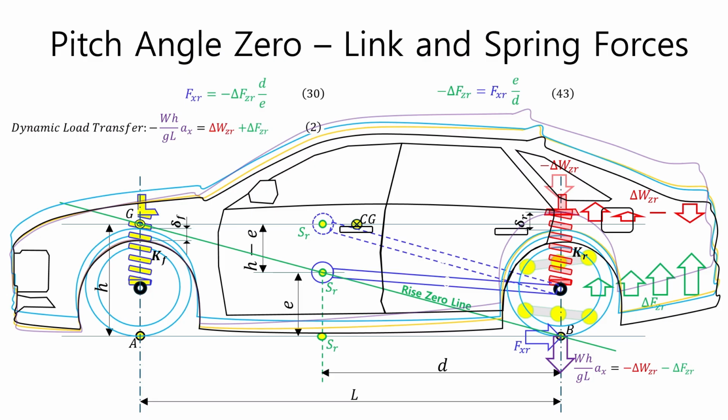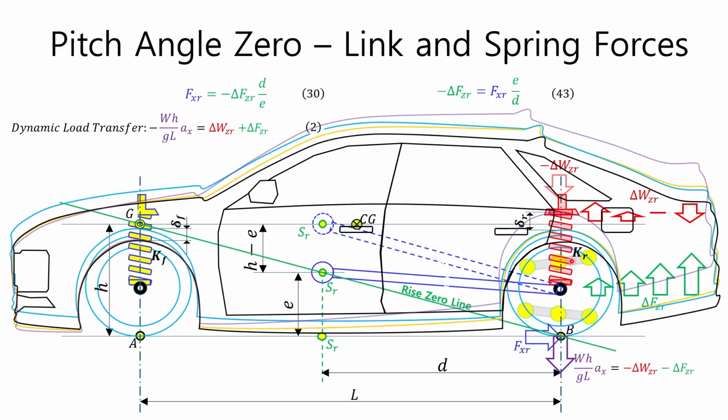We will determine the conditions under which the pitch angle becomes zero by analyzing the forces generated on the springs and links, which vary depending on the suspension geometry. For the sake of convenience, we will assume that the front and rear suspension wheel rates are the same. Cases where these wheel rates differ will be explained later as we derive the formulas.